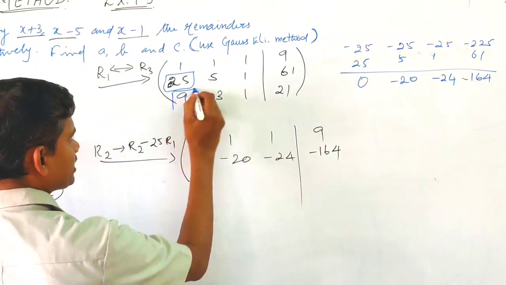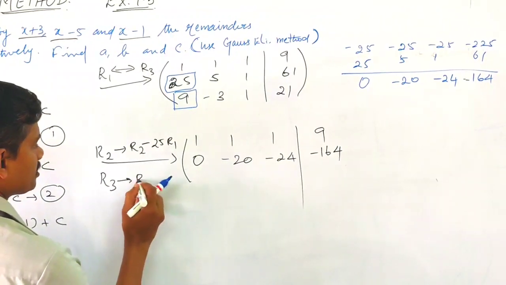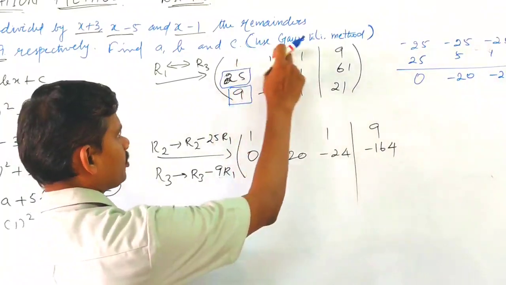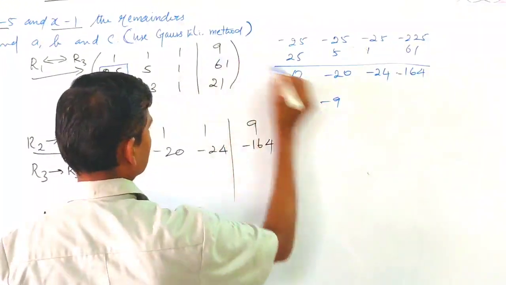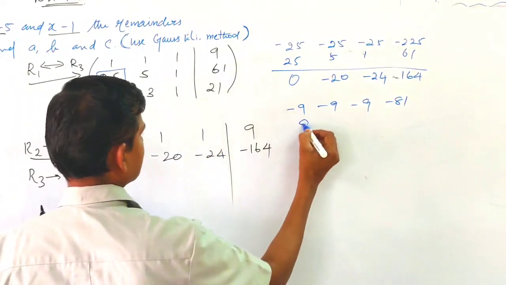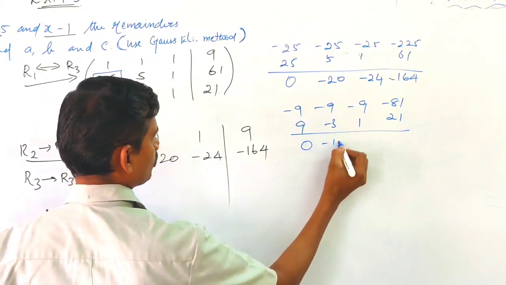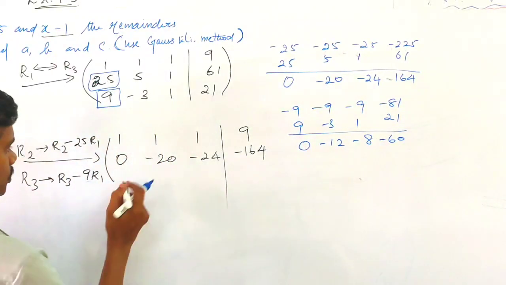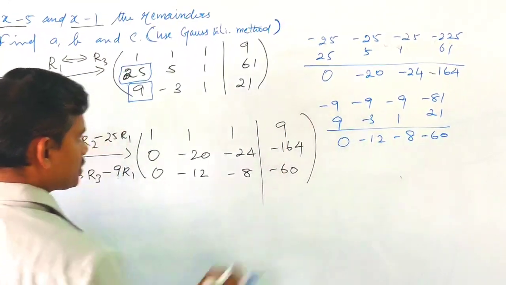Then I am going to make this element 0. For that, the transformation is R3 implies R3 minus 9 times R1. So I am going to multiply this row with minus 9: minus 9, minus 9, minus 9, minus 81. Then write row 3 as it is, 9, minus 3, 1, 21. If you simplify, you get 0, minus 12, minus 8, minus 60.